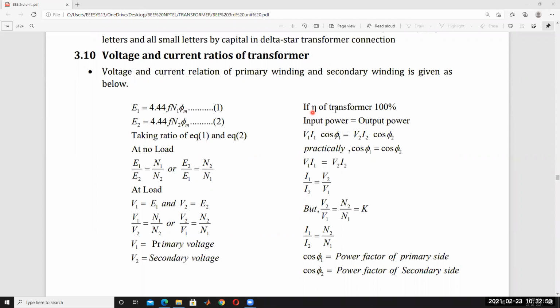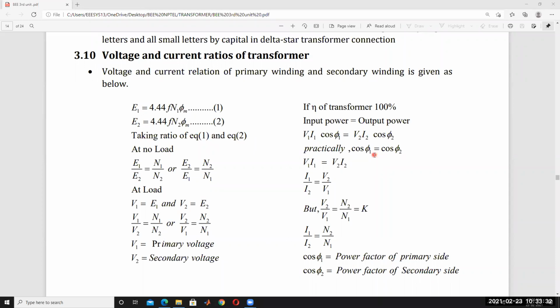And then you know well the efficiency of the transformer. Ideally, efficiency is 100%. That means the transformer is a constant power device, that's why input power is equal to output power. So V1 I1 cos phi 1 is equal to V2 I2 cos phi 2. Input power is VI cos phi for the primary side, V1 I1, and output power for the secondary side, V2 I2. Practically cos phi 1 is equal to cos phi 2, so the primary power factor is equal to the secondary side power factor.